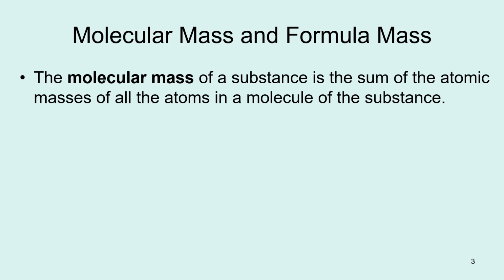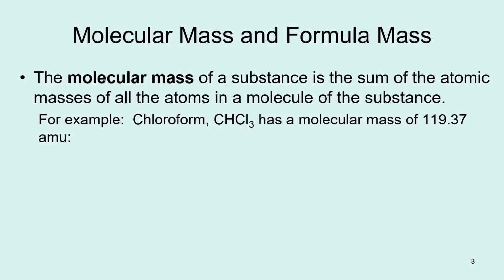The molecular mass of a substance is just, so far we already know the mass number and the atomic mass. The atomic mass is just the weighted average that we can find from the periodic table. Carbon has an atomic mass of 12.01, oxygen has an atomic mass of 16.00, etc. So the molecular mass then, as you might imagine, is just the sum of the atomic masses of all the atoms in a molecule. So let's look at an example, chloroform.